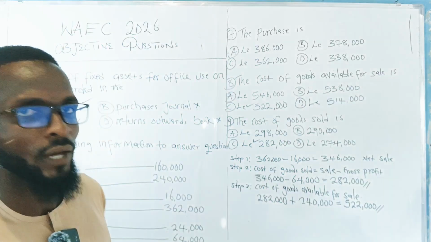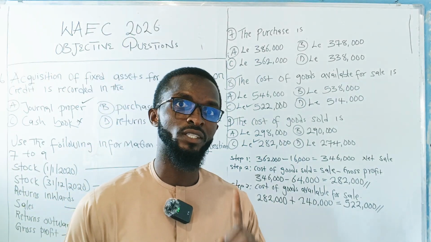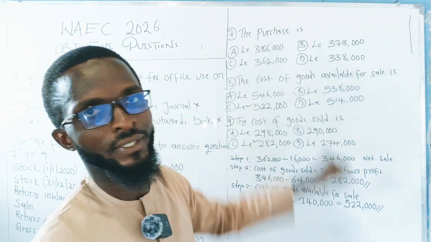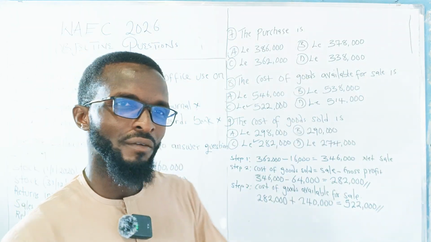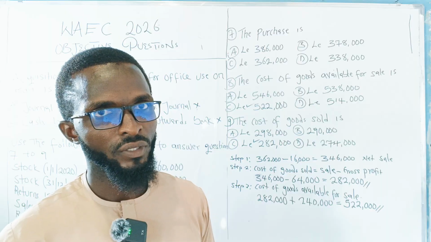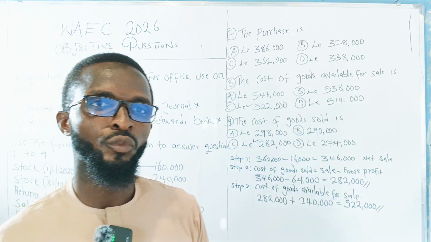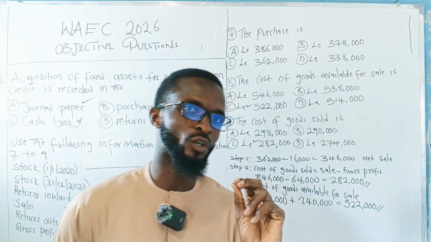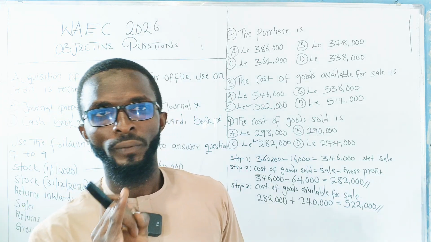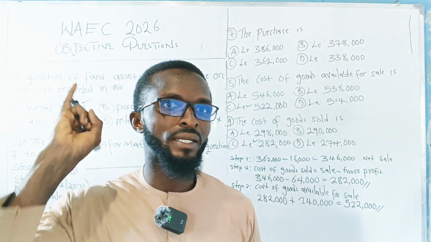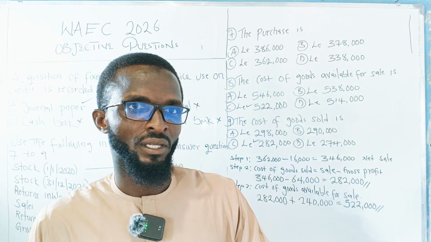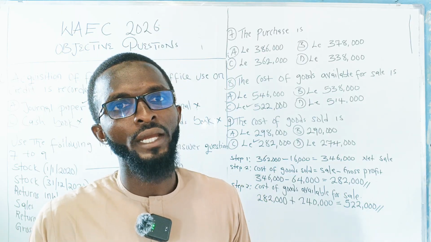Okay, now is another thing. We are still heading to another step. Remember, we are still trying to determine the purchase. What is the cost of goods available for sale made of? Two things make up the cost of goods available for sale. That is opening stock, the stock you had last year, which you are bringing down to this year, and your purchases.